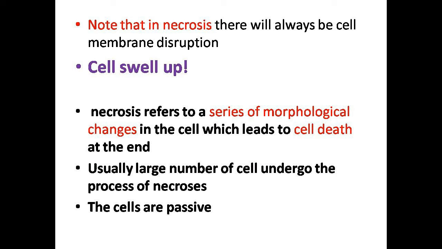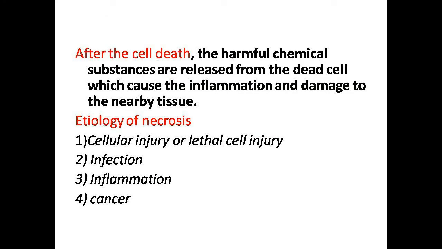Usually, dear students, a large number of cells will undergo the process of necrosis. And in the necrosis process, mostly the cells are passive, meaning not active, to prevent themselves from death. Keep in mind, my dear students, that after the cell death, harmful chemical substances are released from the dead cell, which cause inflammation and damage to the nearby tissue.